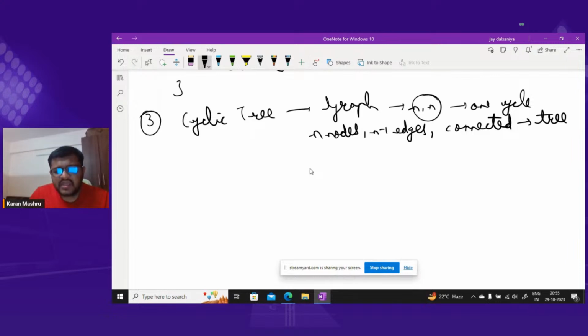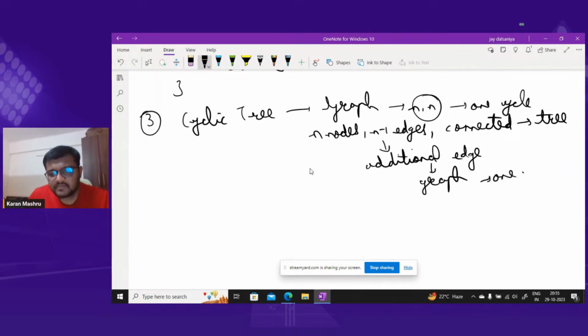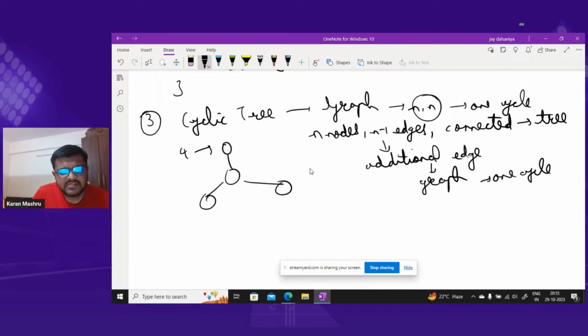Now in this tree, if I add an additional edge, if I add one more edge, then this becomes a graph with one cycle. So for example, if I have four nodes, this is 1, this is 2, this is 3, and this is 4, this is a tree. Now if I add one more edge between two nodes, no self loops, let's say I add an edge between this and this, so I got one cycle here, right?